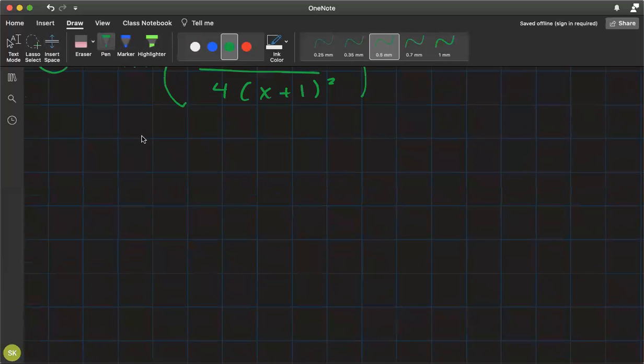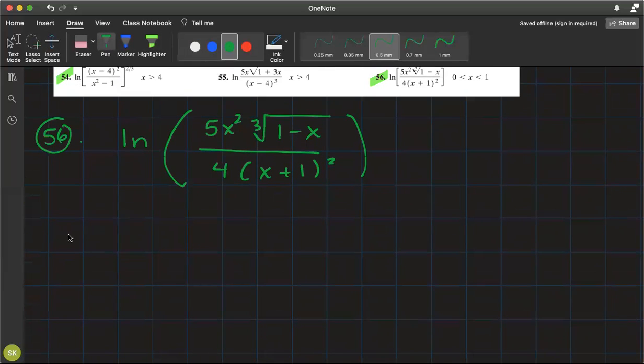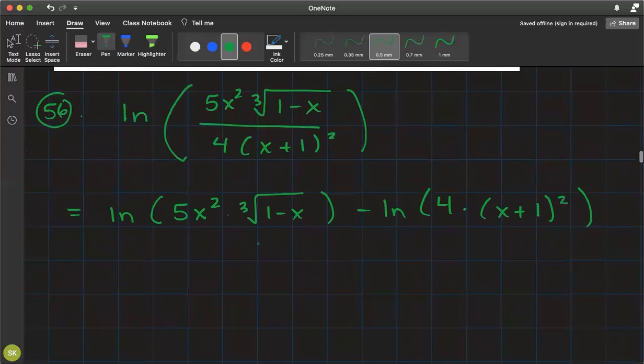Okay, so we're going to get that this is equal to the ln. I'm going to break the numerator from the denominator, so this is 5x squared times the cubic root of 1 minus x, subtract ln of 4 times x plus 1 squared. Then from there, I put these little dots here so you know that that's what I'm going to do next. I'm going to break this into addition.